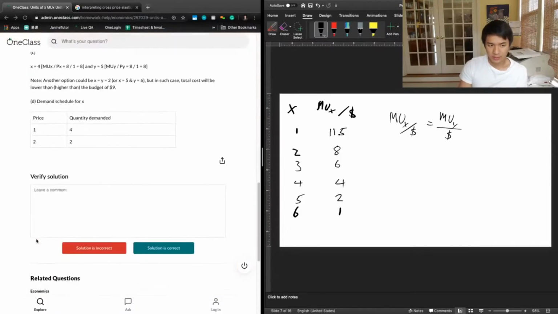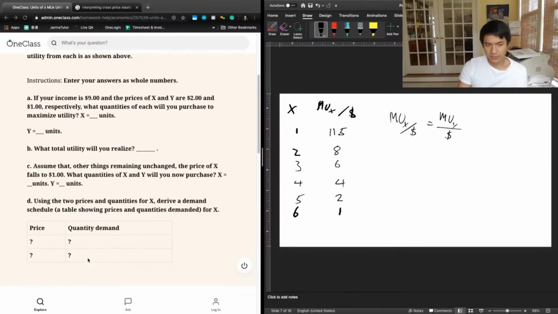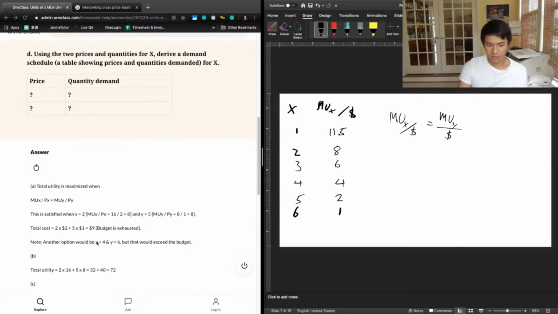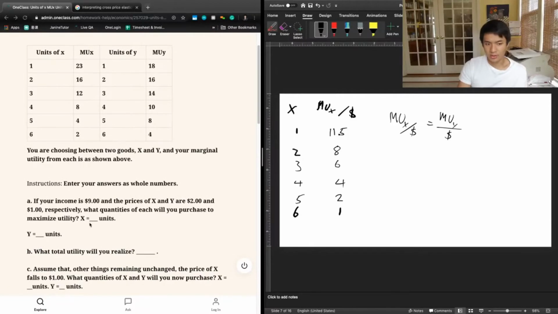Let's take a look at the previous year's answer. And so they said that total utility is maximized when the marginal utility per dollar of X is equal to marginal utility per dollar of Y. That's what we said as well. This is satisfied when X is equal to 2 and Y is equal to 5. The total cost is 2 times $2 and 5 times $1 equals 9. The budget is exhausted. And so there are other options that might work as well, but that would exceed the budget. And so the correct answer is 2 and 5.